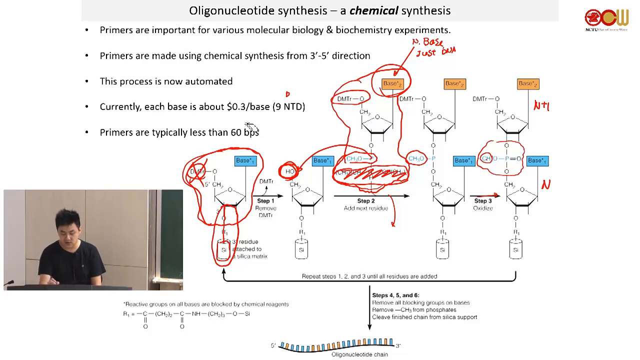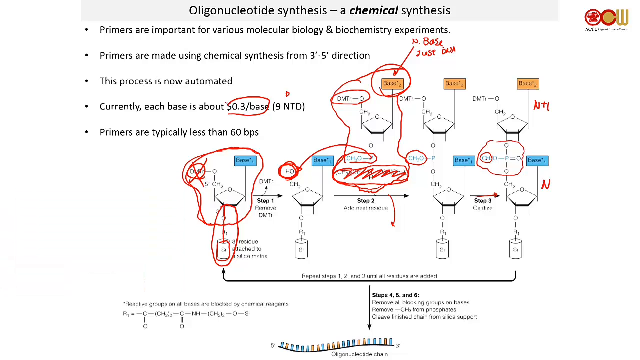Currently each base costs about 30 cents US dollar, so roughly $9 in Taiwan, which makes biological research a lot cheaper than it used to be. This is probably going to get cheaper and cheaper. Gradually, synthetic biology will become a very popular approach to solving different problems. So this is the chemical synthesis route for making short oligonucleotides. Obviously, you see how it's very different from biological synthesis of DNA.